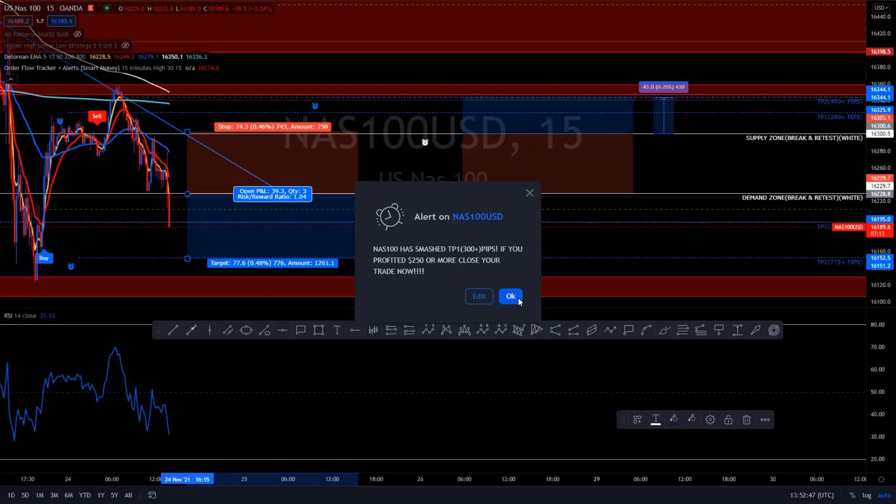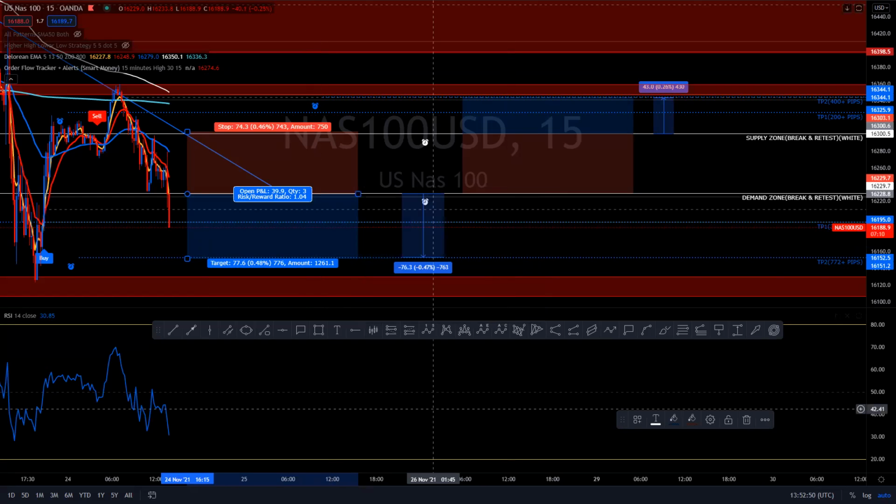$16 profit. Okay, $16. So that's good. So we made our money for the day. So that's good. Now we're going to go back to the chart. So now it's dropped early today. We smashed the first take profit here. That was good.